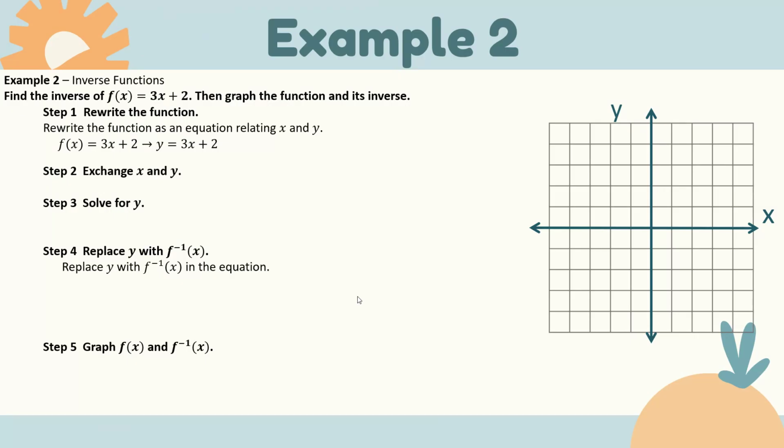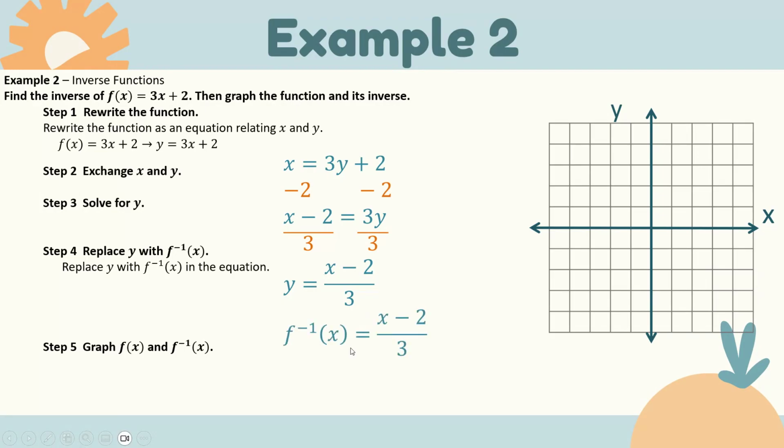All right, to find the inverse of a function, we have a linear function here, f(x) = 3x + 2. First, we replace f(x) with y, so it becomes y = 3x + 2. Then we interchange x and y, so it becomes x = 3y + 2. Then we solve for y using inverse operations. I subtract 2 from both sides, and then divide both sides by 3, so we get y = (x - 2)/3. Lastly, we replace y with f inverse of x. That's how we read this notation, f inverse of x.